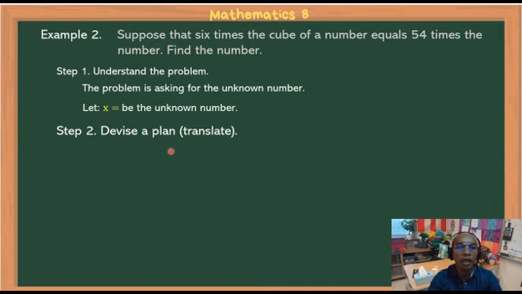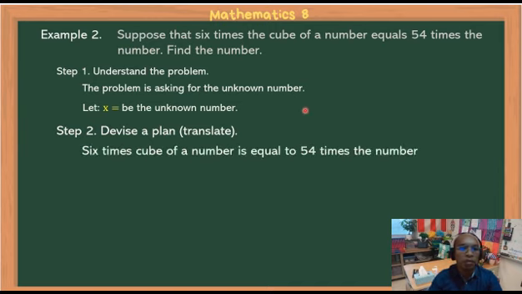We're going to make an equation as stated in the condition of the problem. So in the problem, it says that 6 times the cube of a number is equal to 54 times the number.